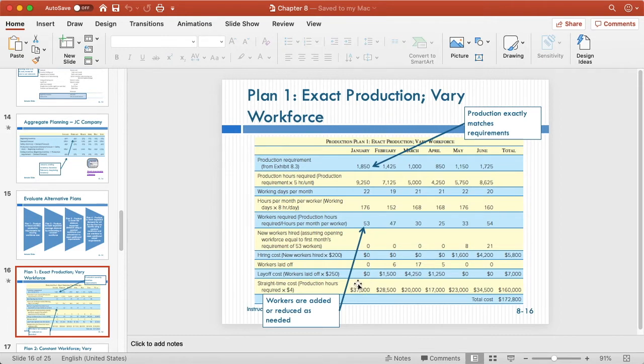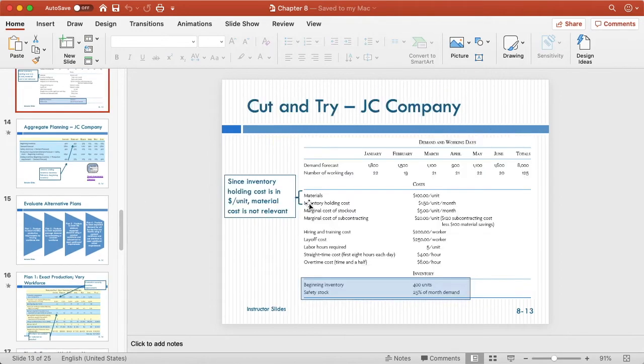What is the production cost? You see, the production hours is 9,250, corresponding to production hours. And for every hour, we see here the straight time cost. What is straight time cost? Basically, you can view it just like the production cost.